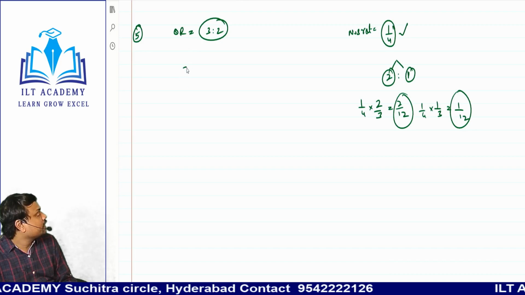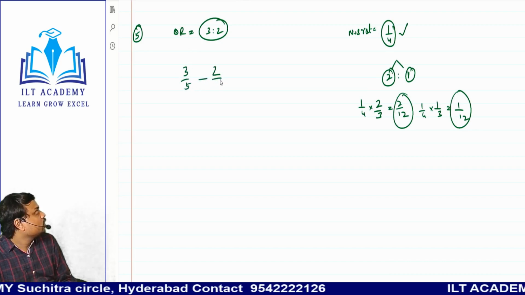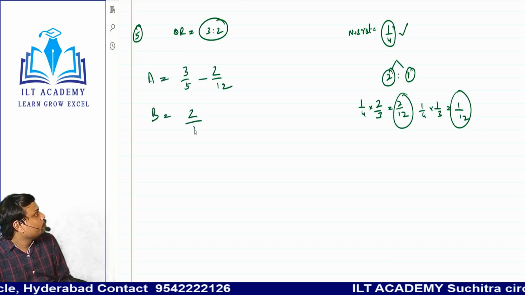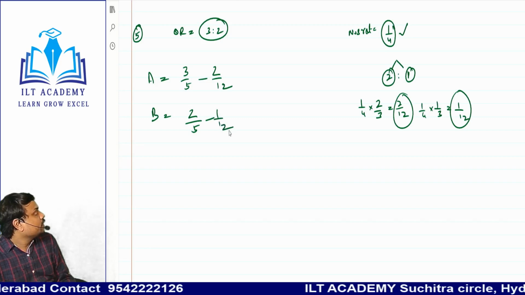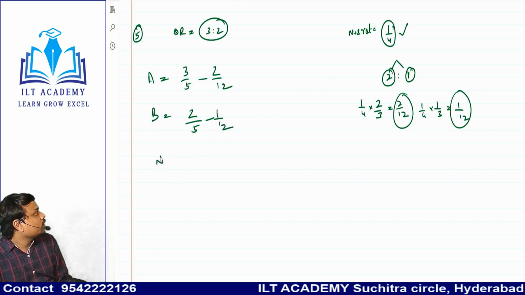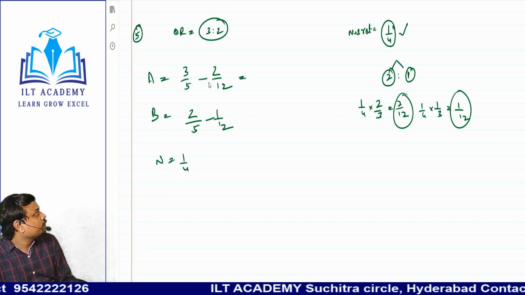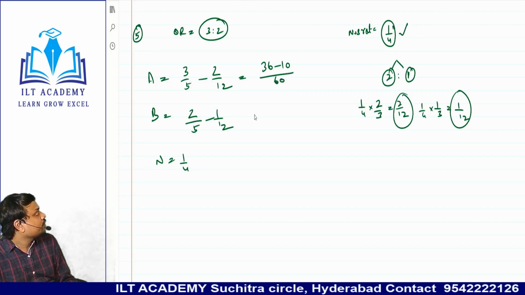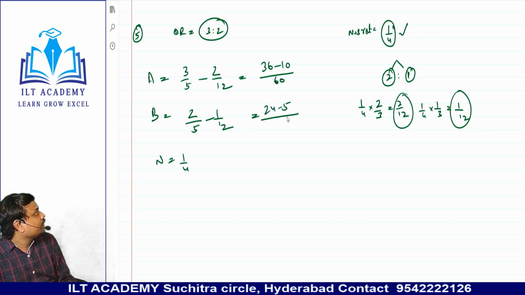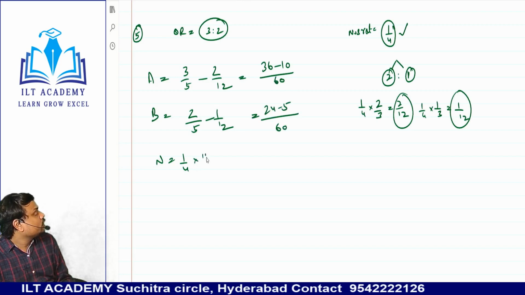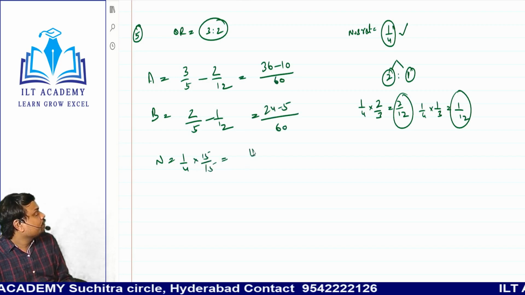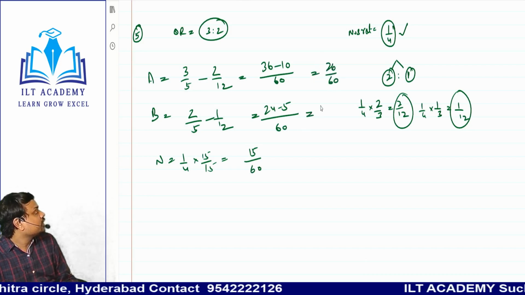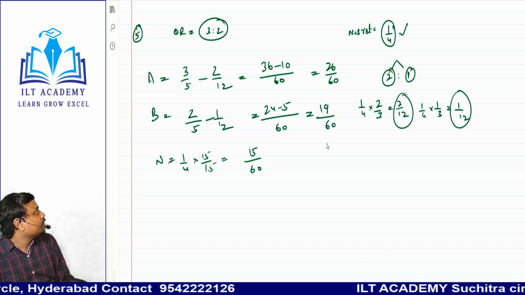So simply same like the last sum: 3/5 minus 2/12, that is for A, and for B it is 2/5 minus 1/12, and Nusrat is already given as 1/4. So 3/5 minus this is 36 minus 10 divided by 60. Next, 24 minus 5 divided by 60. Next, 1/4 into 15 divided by 15, which is 15 divided by 60. 36 minus 10 is 26 divided by 60. 24 minus 5 is 19 divided by 60.